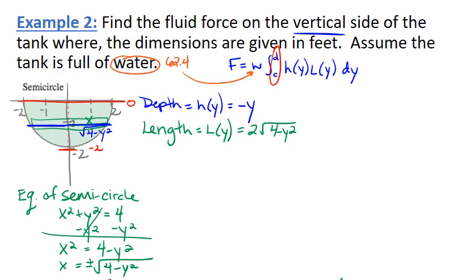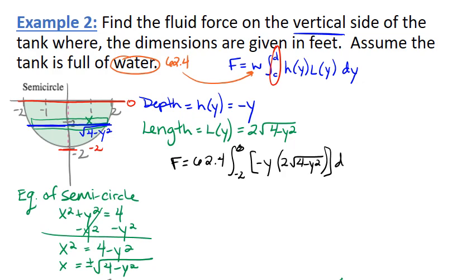Okay, so let's set up our integral. The force is equal to 62.4 times the integral from -2 to 0 of h of y, which is negative y, times 2 root 4 minus y squared dy. One thing I want to mention is that you will only be required to set this up on a test. So if you can get to this point, fantastic.